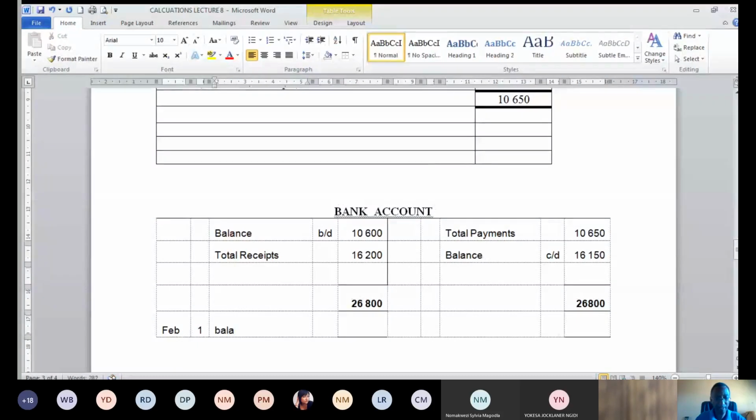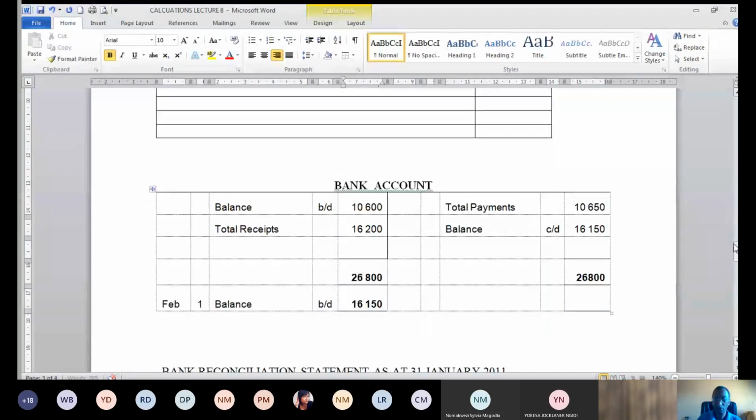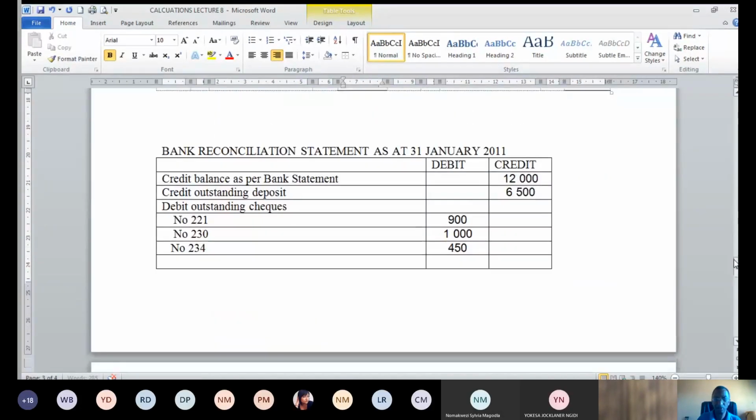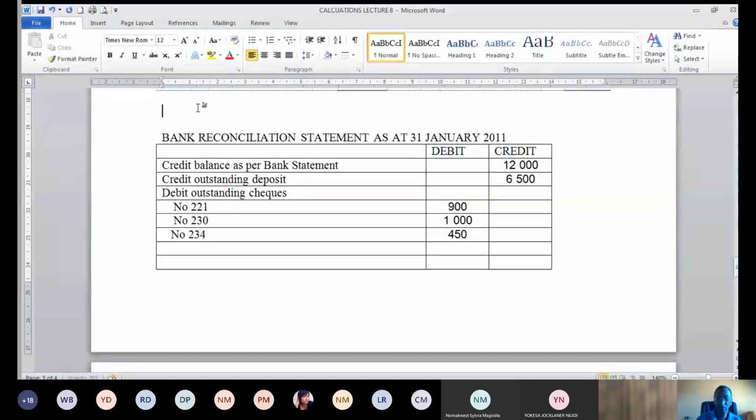The balance in your bank account. You start the month with a balance of 16,150. 16,150, that is your new balance now in your bank account. You have now balanced your bank account. Go to your bank reconciliation statement now. You transfer that balance now to your bank reconciliation statement.